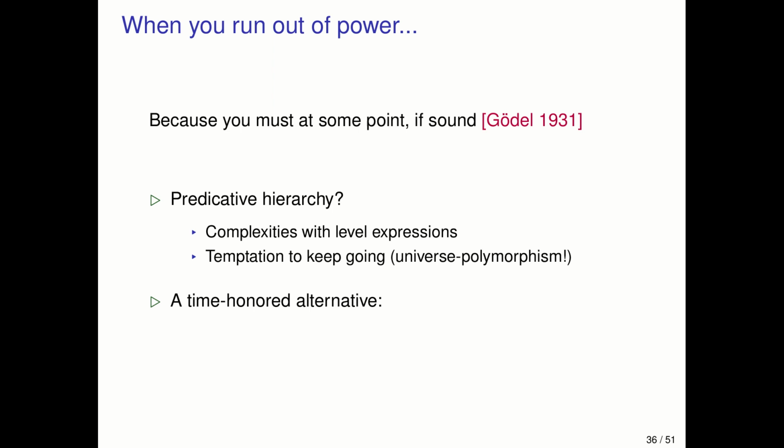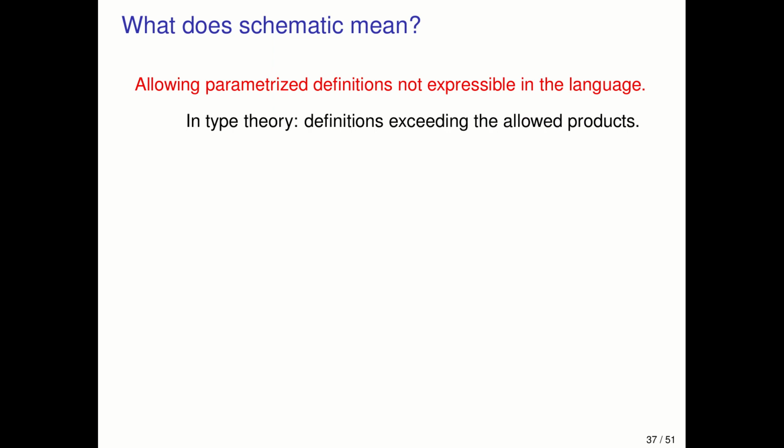There is a time-honored alternative in logic. Go schematic. This is a basic idea of logic that somehow hasn't really made it into mainstream use in type theory. So what does schematic mean? It means that you're allowing some form of parameterized definition that's not actually expressible internally within your language. You're using some power in the meta-language that can't be reflected down into the language itself. So in type theory, you're talking about having definitions that exceed the allowed products of your type theory.